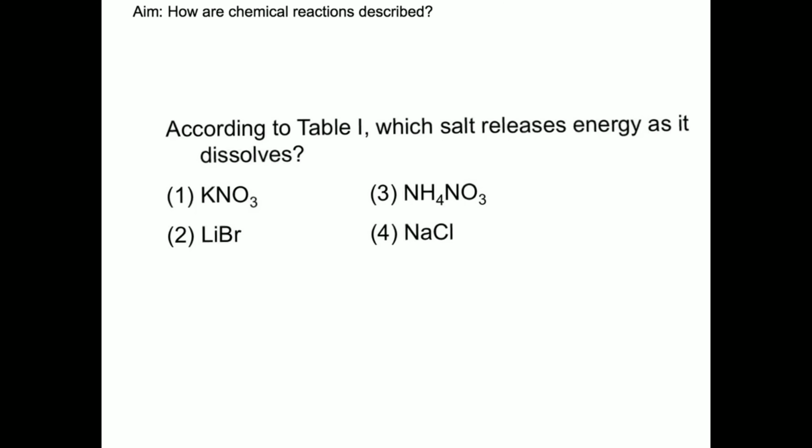The negative delta H, which corresponds with lithium bromide, is the one that releases energy as it dissolves.